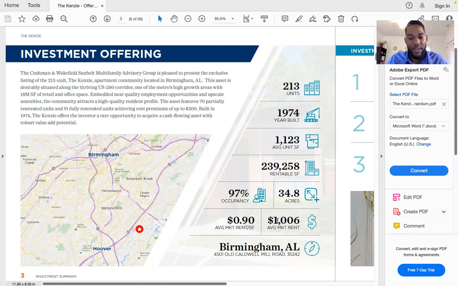The average market rents here are $1,000. You guys feel good about that? You think that's a good average market rent here? $1,000. It's pretty solid. I would say it's pretty solid, right?